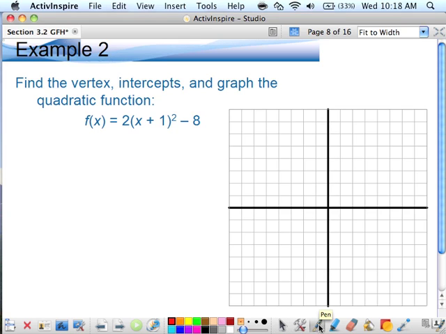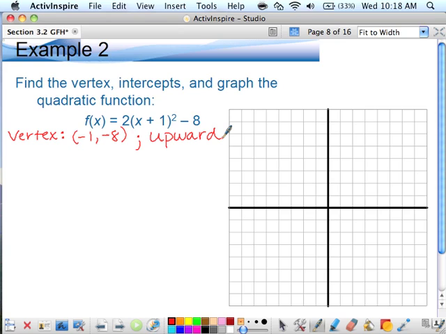So, first part, what's the vertex? -1, -8. Vertex is -1, -8. Does it open upward or downward? Upward, because there's a positive 2 here in front. All right, so that's what we know about it so far.